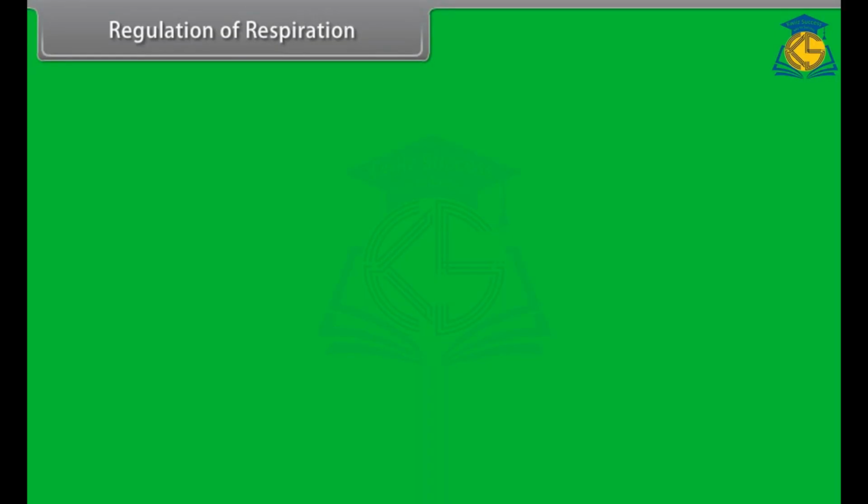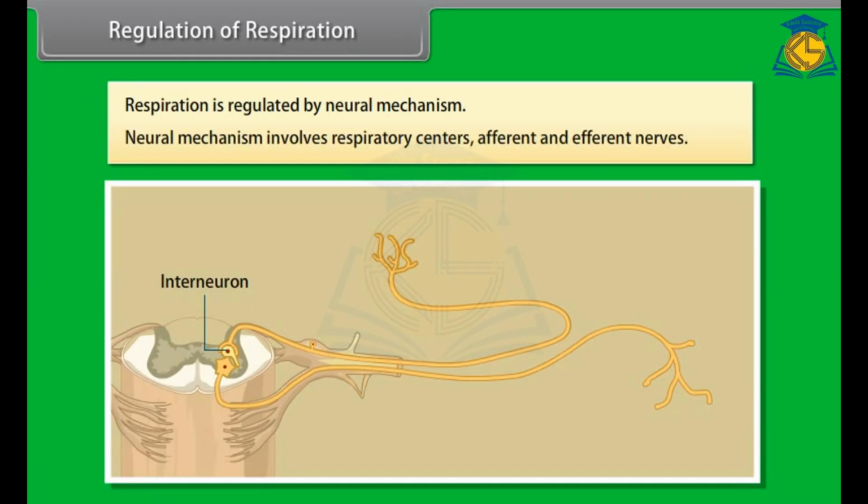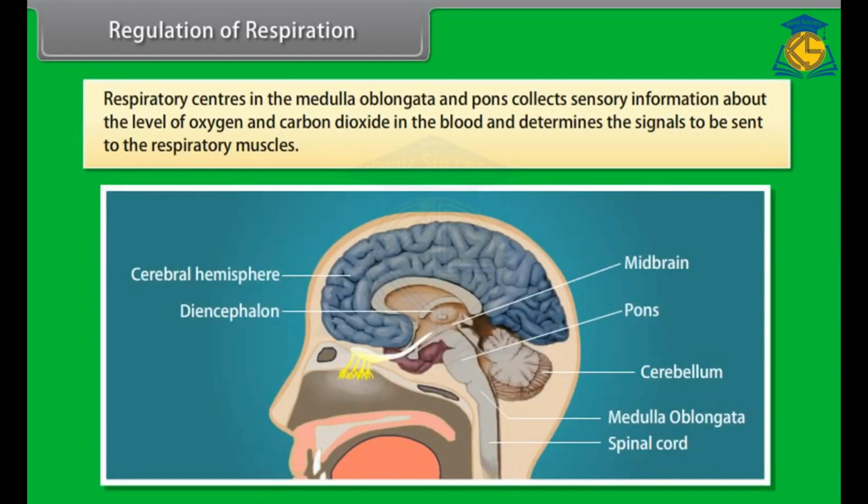Regulation of respiration. Respiration is regulated by neural mechanism. Neural mechanism involves respiratory centers, afferent and efferent nerves. Respiratory centers in the medulla oblongata and pons collect sensory information about the levels of oxygen and carbon dioxide in the blood and determines the signals to be sent to the respiratory muscles.